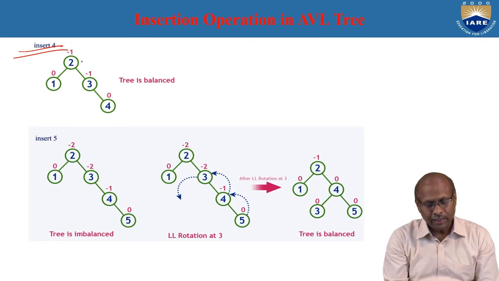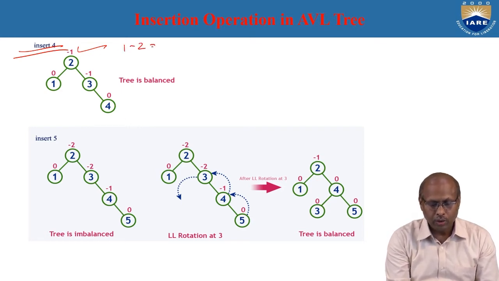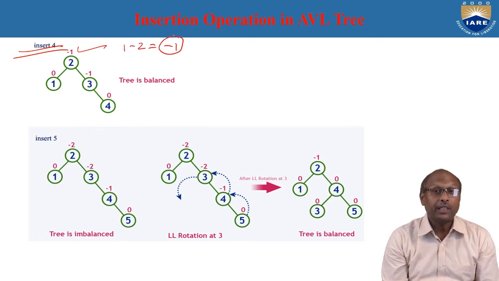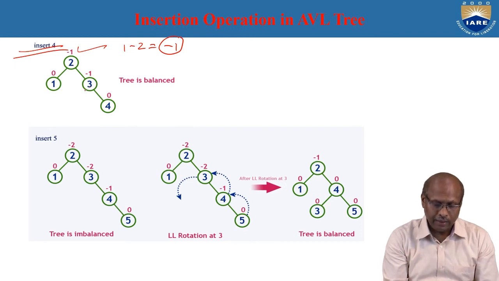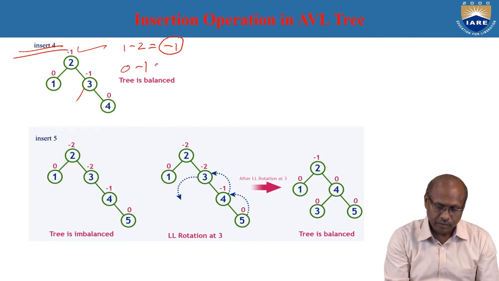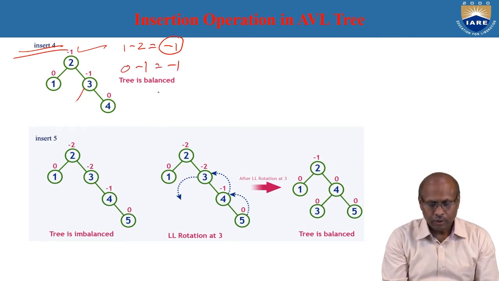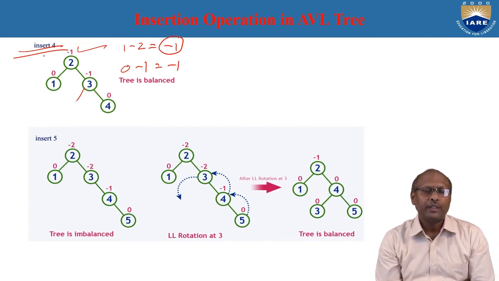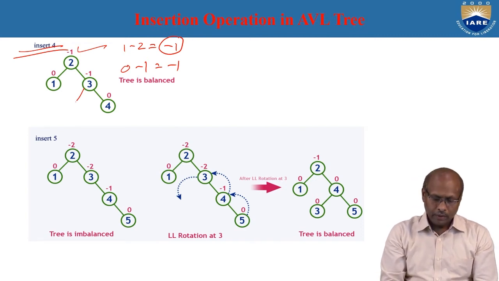Now if you observe here, 2's balance factor is -1 because left height is 1, right height is 2. So 1 minus 2 is -1. So -1 is allowed. Similarly, if you think about the 3, this side is 0, this side is 1. 0 minus 1, so -1. For 4, no problem. So up to insertion of 4, it is balanced. There is no problem. Now insert 5.